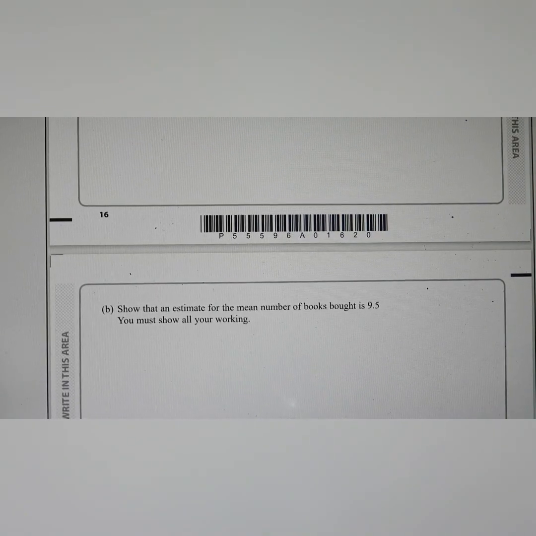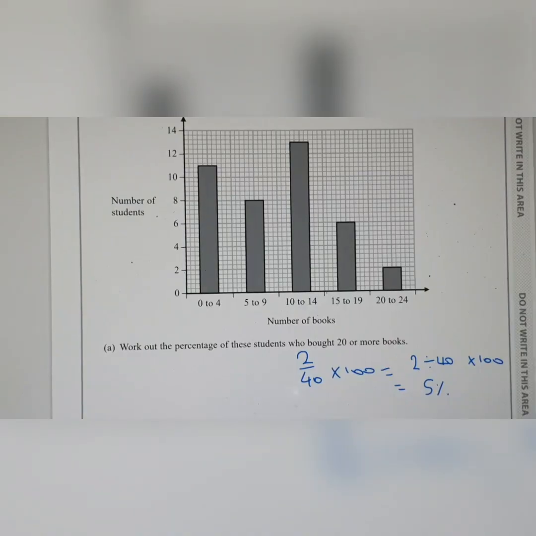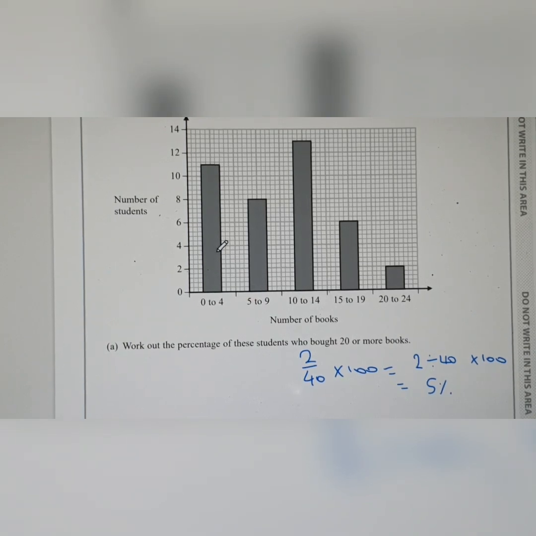Show that an estimate for the mean number of books bought is 9.5. You must show all your working. So I'm going to write this down on a different page, but I just wanted to show you how I would actually answer this question.